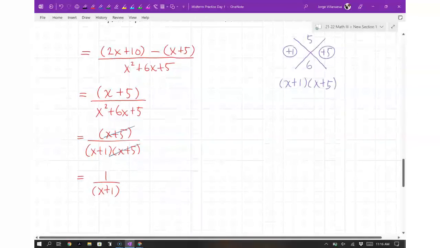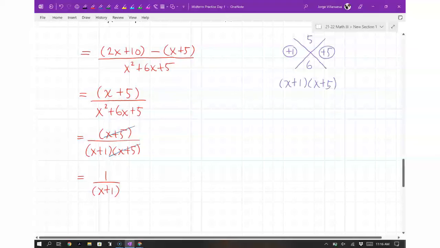That's my final answer. So it's not that the previous answer was wrong. It just wasn't simplified, right? If you remember the instructions, it said subtract and simplify. So you got to just keep going. Now, if you couldn't simplify anything, that's okay. But you have to at least try. Try to simplify it as much as possible. Any questions on this one?